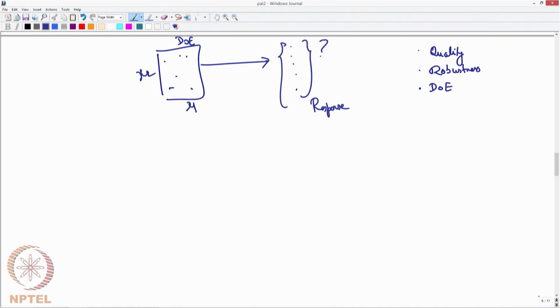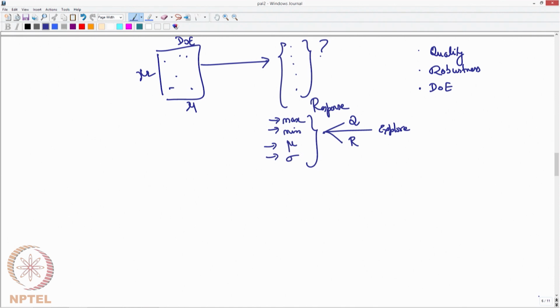But please understand, what we are trying to do here in this case is, yes, you can get a max, you can get a min, you can get an average, you can get a standard deviation of all this, and then you might want to do a quality or a robustness study, or you might just want to explore your design space. That is one thing.